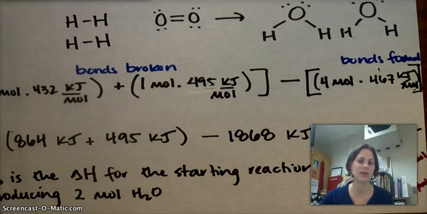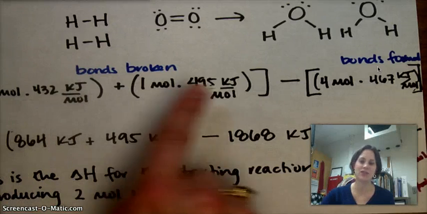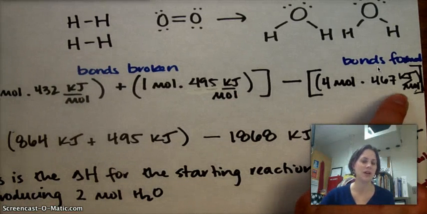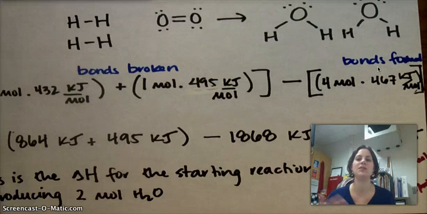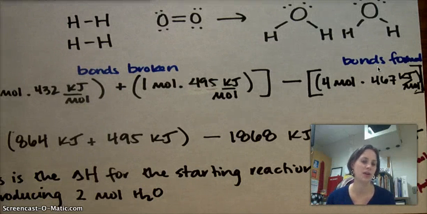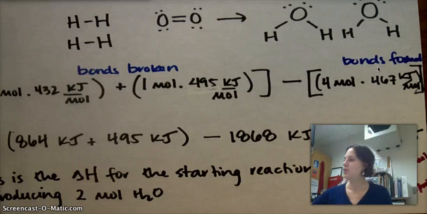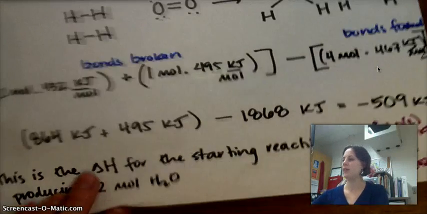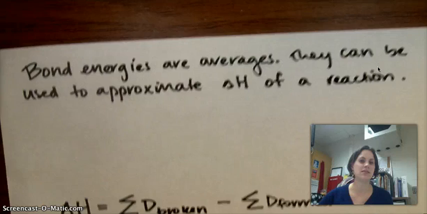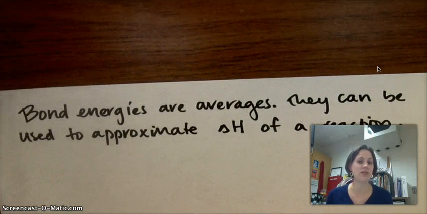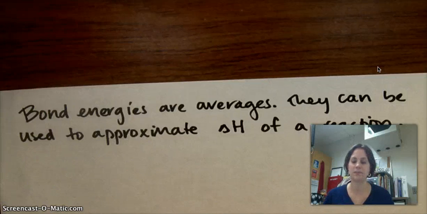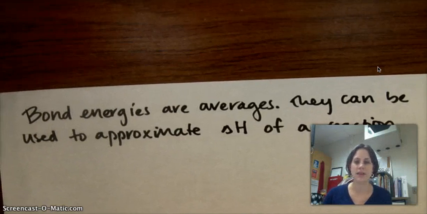And that's okay because remember, these were averages that I used up here. It's still useful because it tells me generally if I'm in the ballpark and if it's endothermic or exothermic. So what I've got here then is this summary so far. Bond energies are averages, and we can use them to approximate the delta H of a reaction. Let's see another example.